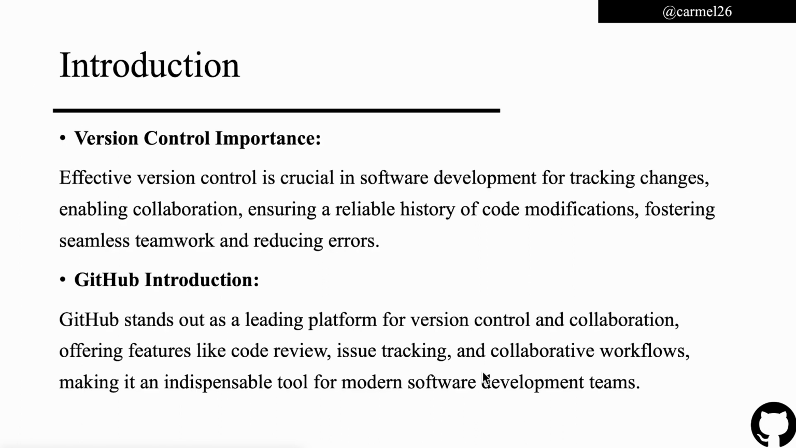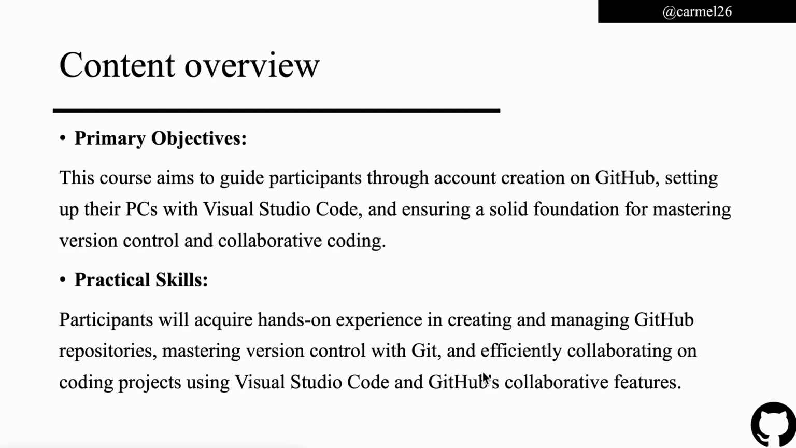Version control is effective and crucial in software development for tracking changes, enabling collaboration, and ensuring a reliable history of code modifications, fostering seamless teamwork, and reducing errors. GitHub stands out as a leading platform for version control and collaboration, offering different features like code review, issue tracking, and collaborative workflows, making it an indispensable tool for modern software development teams.